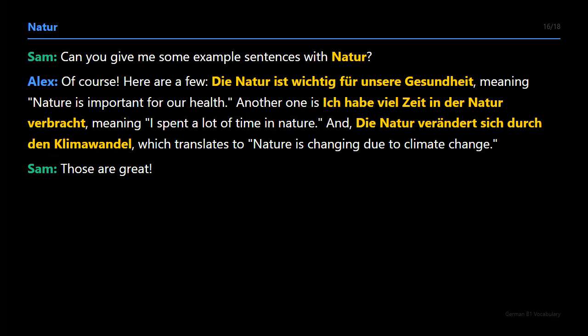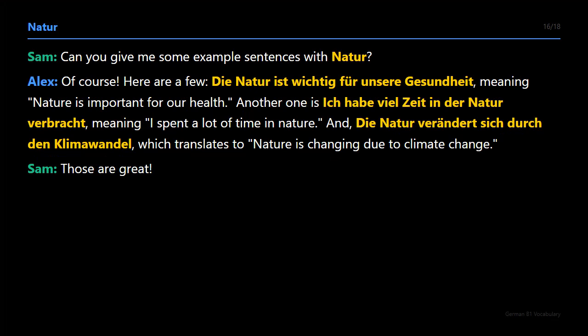Can you give me some example sentences with Natur? Of course. Here are a few. Die Natur ist wichtig für unsere Gesundheit, meaning nature is important for our health. Another one is, Ich habe viel Zeit in der Natur verbracht, meaning I spent a lot of time in nature. And, Die Natur verändert sich durch den Klimawandel, which translates to nature is changing due to climate change.